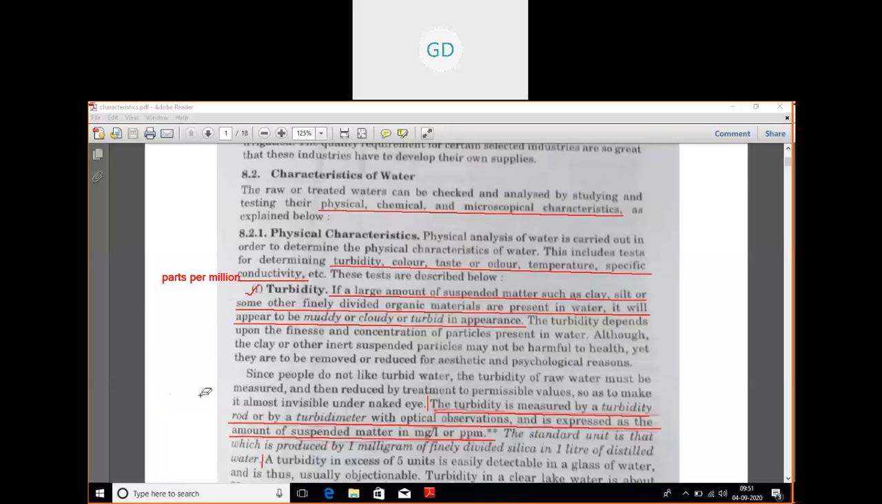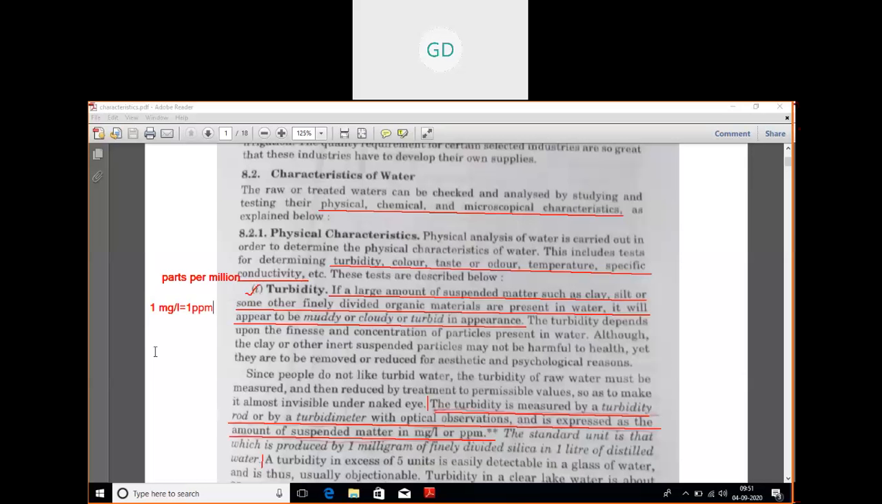Parts per million. You remember one thing here also: 1 milligram per liter is equal to 1 ppm. That means if someone says to you that in this sample of raw water, suppose 5 ppm of turbidity is present, you will get to know that in that sample of water 5 milligram per liter of turbidity is present. That means milligram per liter or ppm is the same thing.